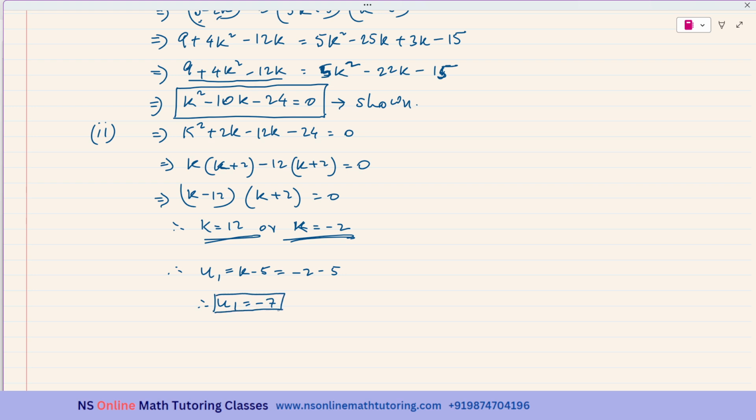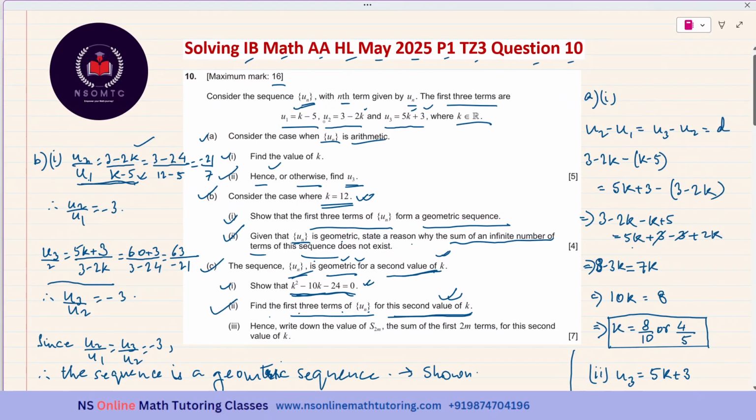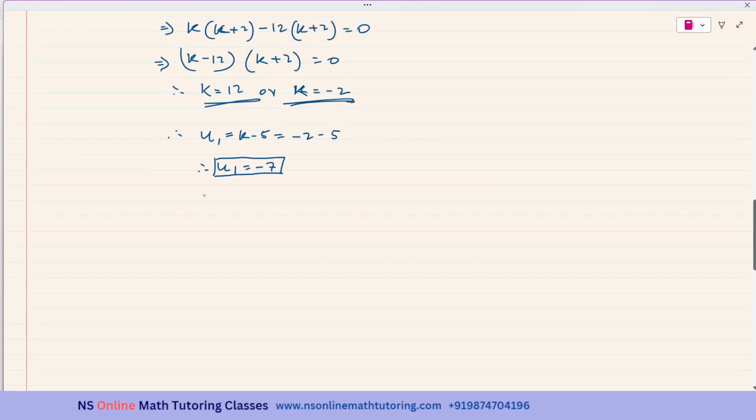Or I can write the three terms together also. u2, this one is 3 minus 2k. Let me show you again. u2 equal to 3 minus 2k is equal to 3 minus 2 times minus 2. Therefore, u2 is equal to, this is 4, so 3 plus 4 is 7.